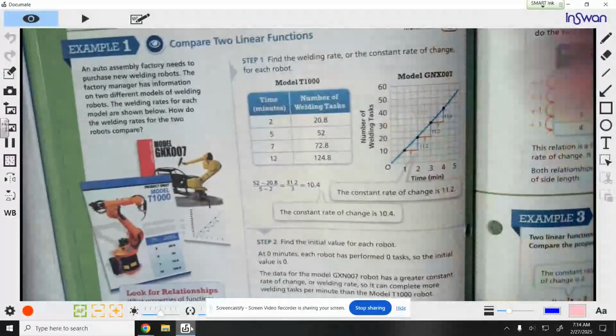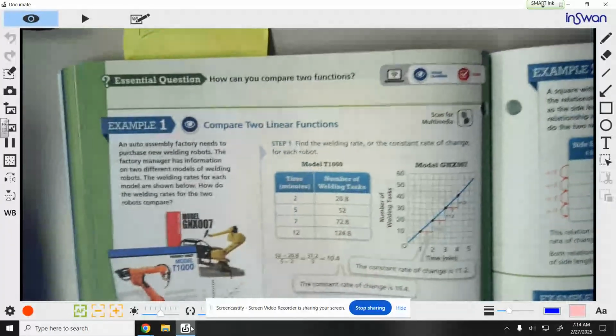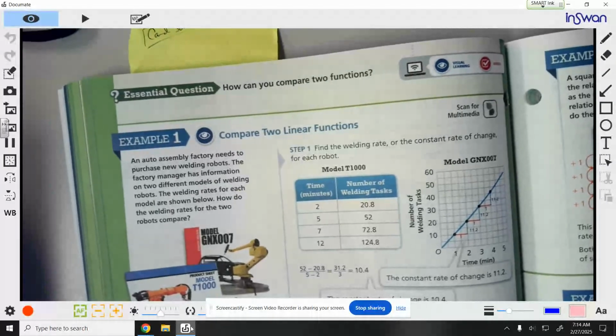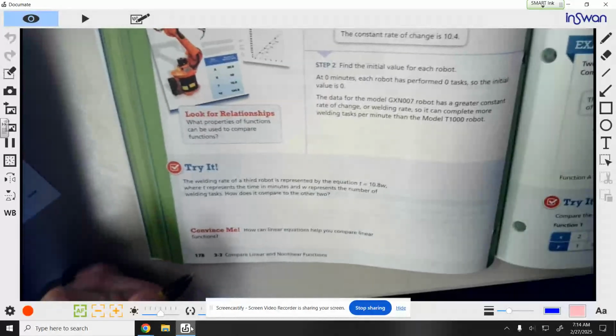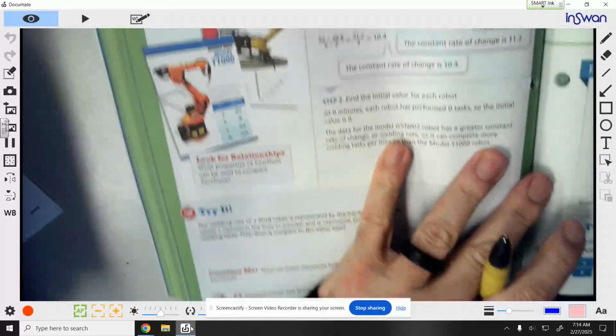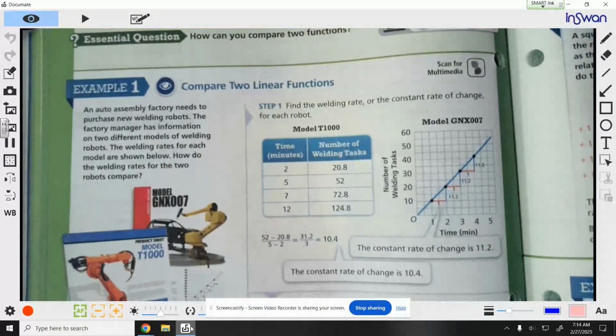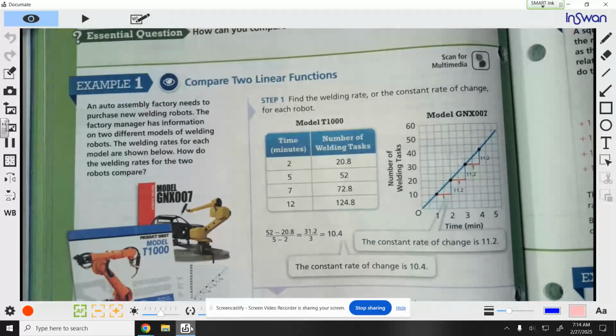All right, for today's lesson, you're going to need your workbook, and we're going to be in chapter 3.3, which starts on page 178. Okay, so 178. All right, today we're looking at functions still.